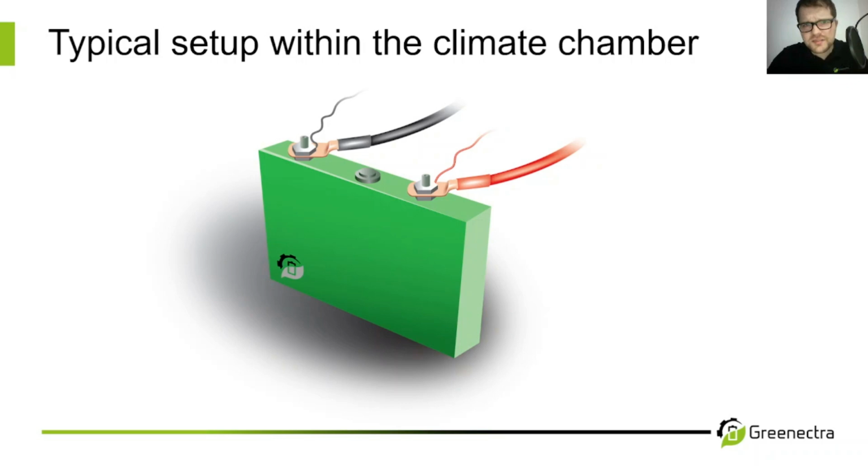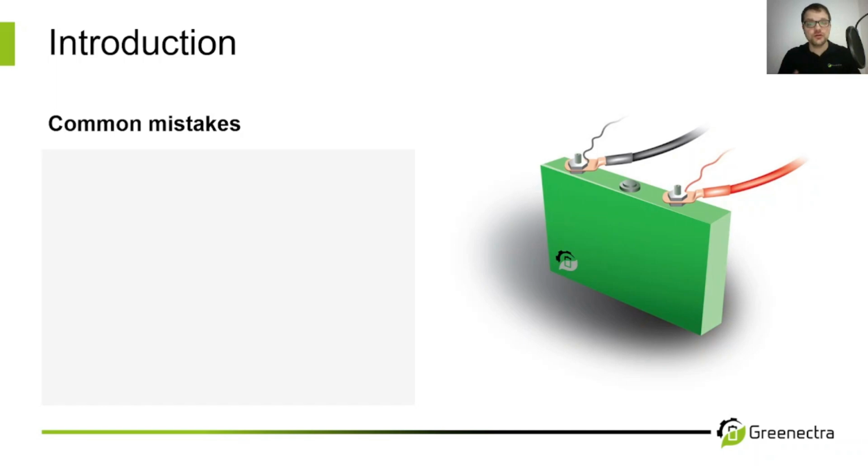Here's a question for you. Why is there an extra pair of cables for the voltage measurement? Why do we need this? Well, when we connect the current carrying cables to the terminals, we have a contact resistance. As a result, we have a small voltage drop. But we want to measure the voltage of the battery independent of this voltage drop. That is the reason.